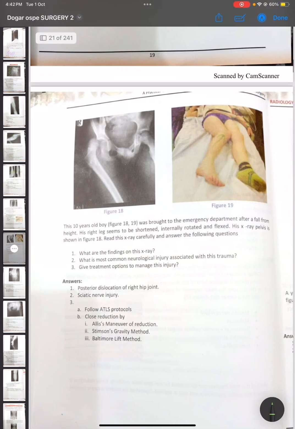Moving towards the next, this is a 10 years old boy who was brought to the emergency department after a fall from height. His right leg seems to be shortened, internally rotated and flexed. His X-ray pelvis is shown in figure 18. Read this X-ray carefully and answer the following questions.